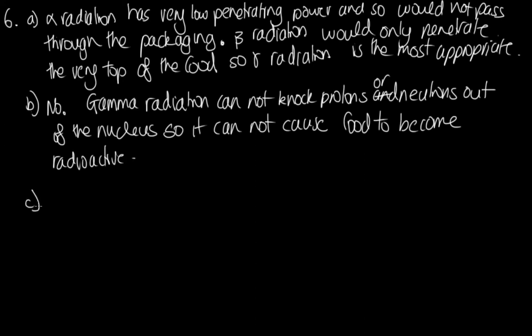And then part C says, could irradiating the food do anything other than kill off the bacteria? Well yes it can. Gamma radiation can affect the electrons which are around the atoms. It can knock the electrons out because it does have a low ionizing power, and so this can affect the chemistry that is involved, and so it can change the molecules. So let's write that down.